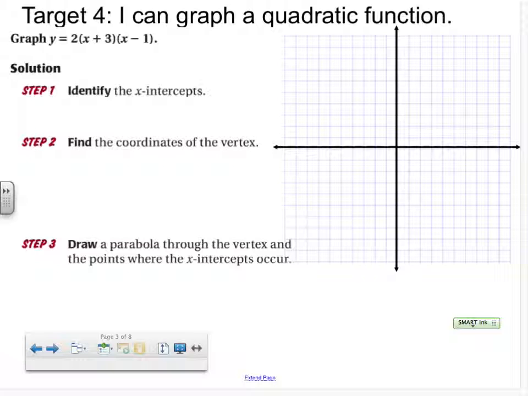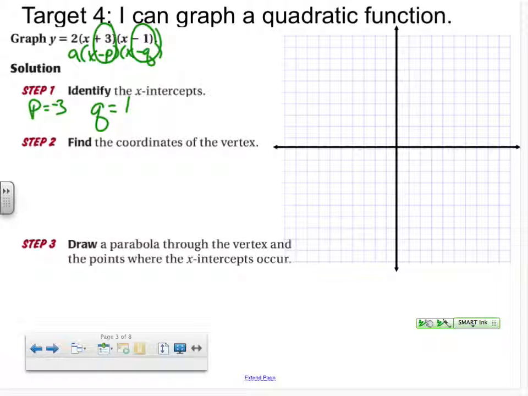So example 1, y equals 2 times x plus 3 times x minus 1. So first off, what are our intercepts? Remember the equation is a times x minus p times x minus q. Well, we can see that negative p and 3 are together, so that means one of our intercepts, p, is negative 3. And the other intercept, negative q and negative 1 are together, so q equals 1. So I'm going to identify those as my intercepts, and plot them, negative 3 and 1.